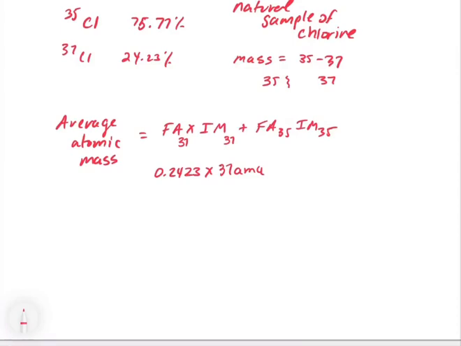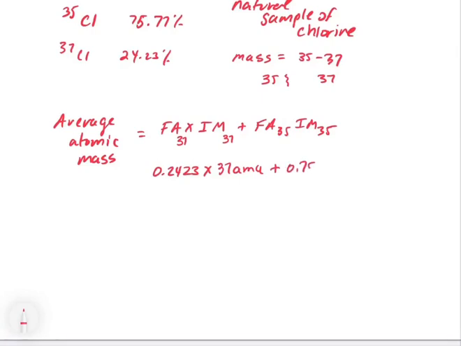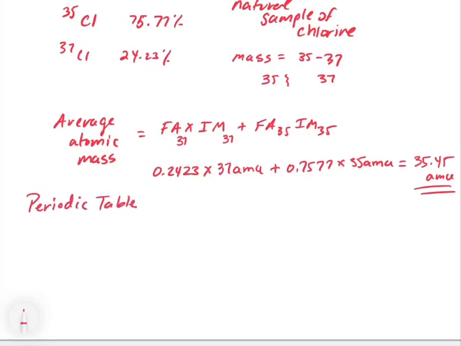So now we've got the weighting for the 37, and then we can add to this 0.7577 times the 35 AMU mass. And when you multiply 0.2423 times 37, and then add 0.7577 times 35, you get about 35.45 AMUs. So that's our average atomic mass. And this is actually very important, the average atomic mass. If you go to the periodic table and look at chlorine, the mass that's listed for chlorine is, I've got my periodic table right here, let's take a look, 35.453.